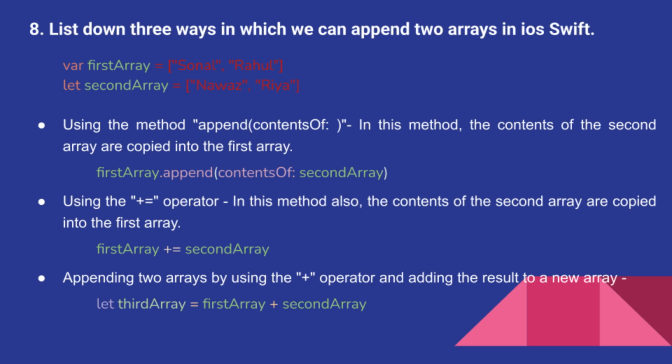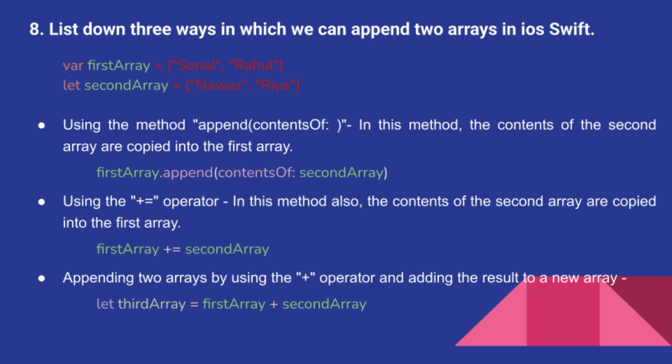This is the standard API way to take the entire collection of the second array and copy its elements directly into the end of the first array in place. The second approach is a cleaner syntax shortcut using the plus equals assignment operator. This achieves the exact underlying performance and result as append contents of. It mutates the first array directly by appending the second collection to it.